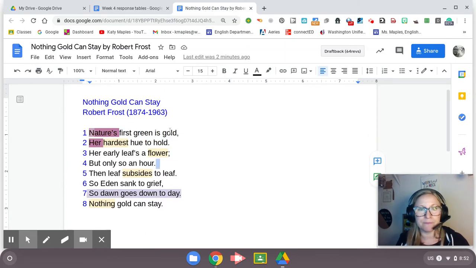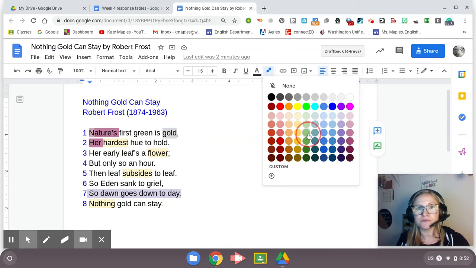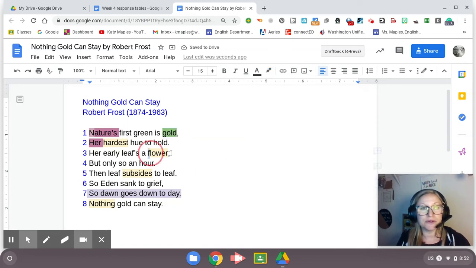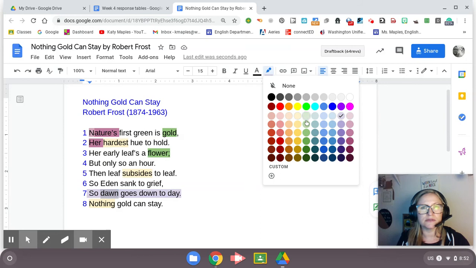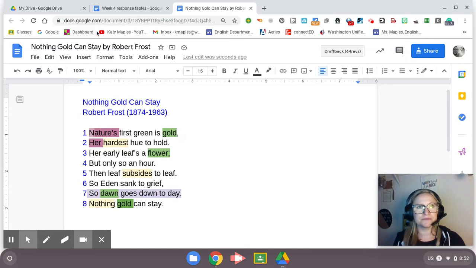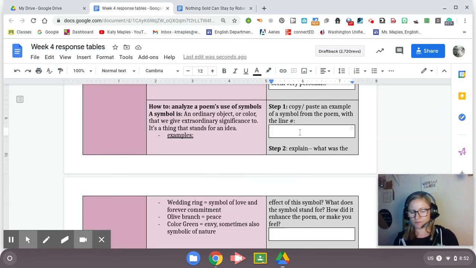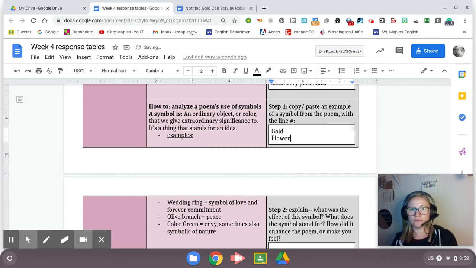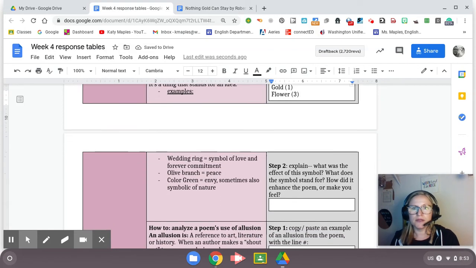There's actually a lot of symbolism. Gold is symbolic. I would say flowers are symbolic. Dawn. And the color gold is symbolic. Okay, you don't have to analyze all of these. Let's do gold and flower. That was line 1. I think flower is from line 3. Okay, so what's the effect of the symbol? What does the symbol stand for? How does it enhance the poem?